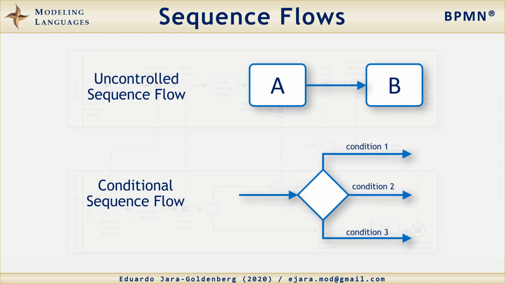A conditional sequence flow has a condition expression that is evaluated at runtime to determine whether or not the sequence flow will be used. The simplest example of this is an outgoing sequence flow of a data-based exclusive gateway.